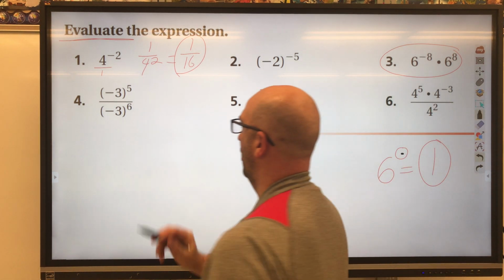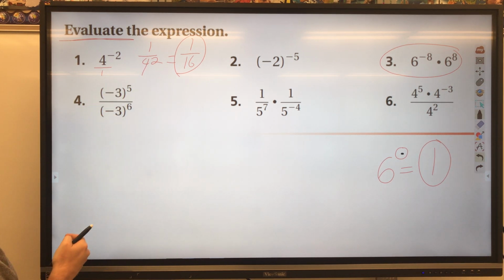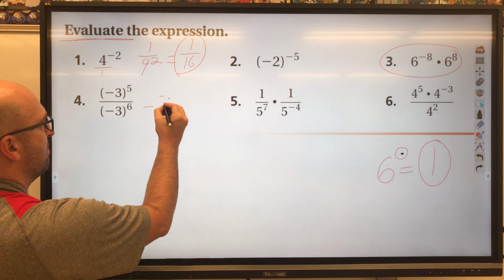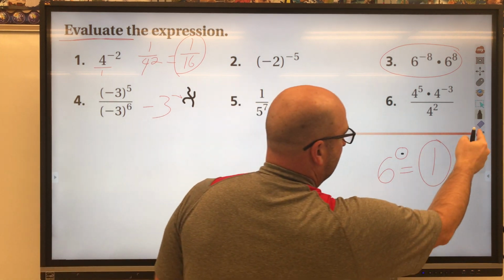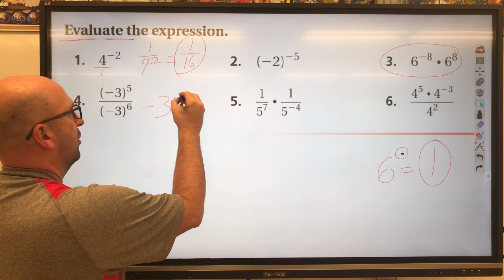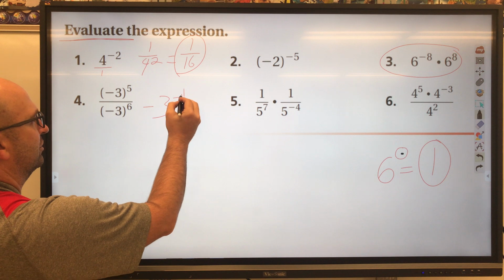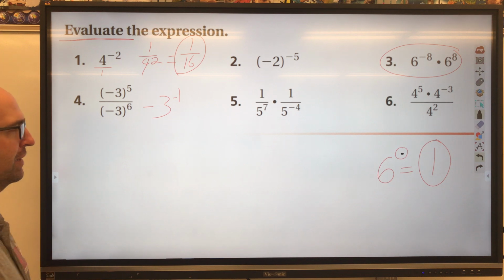And then one more here. We have negative 3 to the 5th divided by negative 3 to the 6th. So the quotient property for exponents means we're going to subtract these. We keep our same base. 5 minus 6 gives us a negative 1. That didn't work out well. That gives us a negative 1. There we go, that's a better negative 1. So negative 3 to the negative 1.